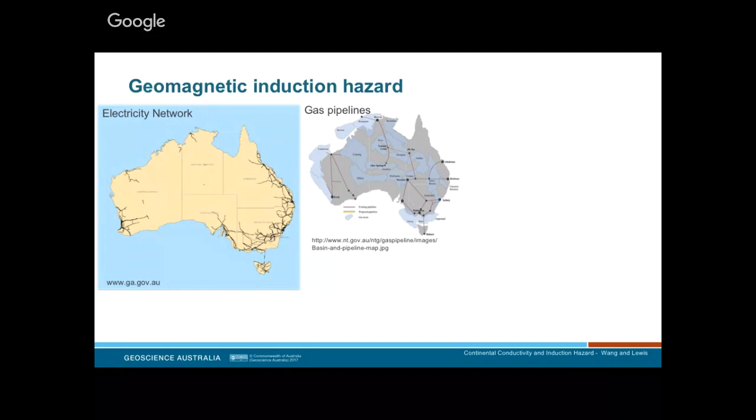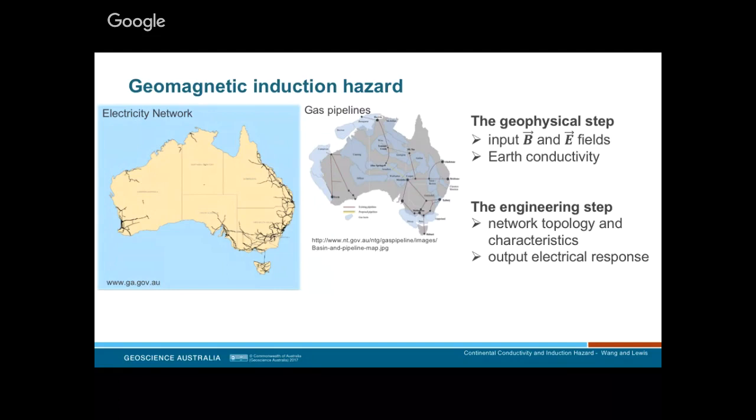In Australia, we have a fully connected electrical grid in the east and the west coast. Also, we have a significant pipeline network shown on the left. So it's important to understand geomagnetically induced current, because the consequence for our power grid could be significant.